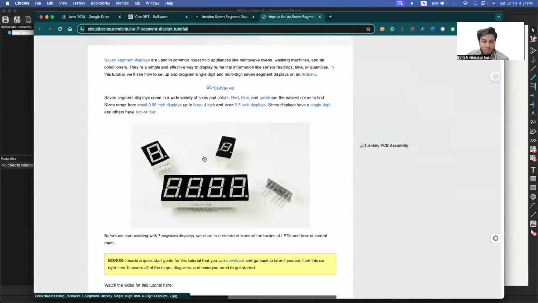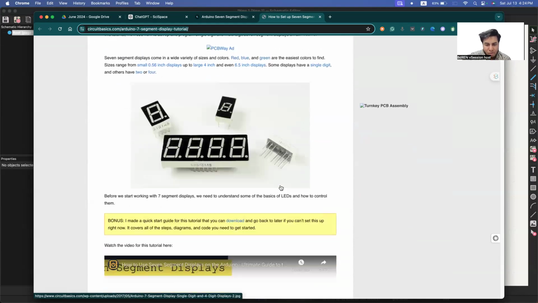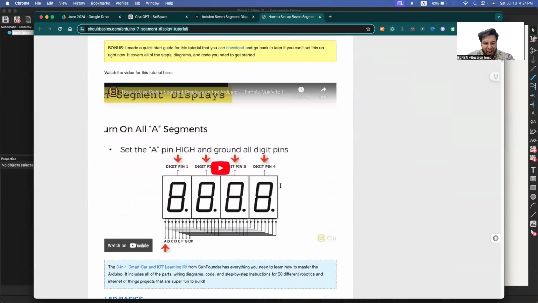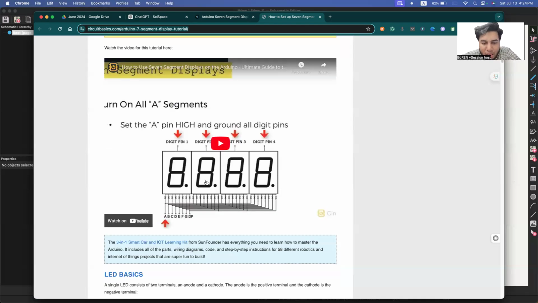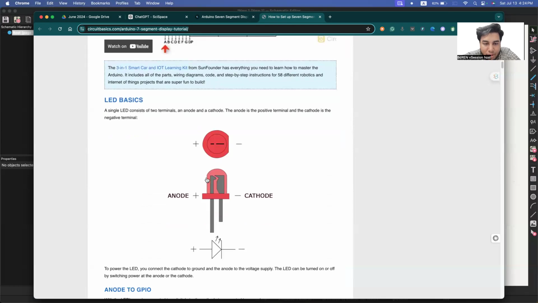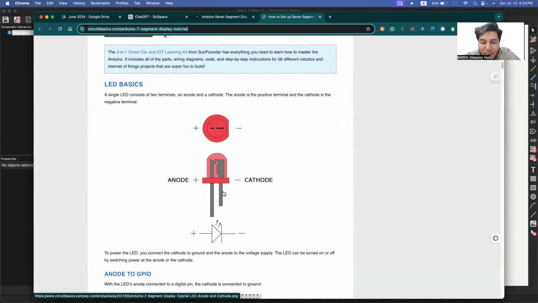Okay, so in a single top view or side view, you can see that's a single display, and there are some pins over there. If you look very closely, it's a basic LED where it has an anode part and a cathode part. The anode is the positive side. The longest leg of an LED is the anode, and the shorter leg will be the cathode.